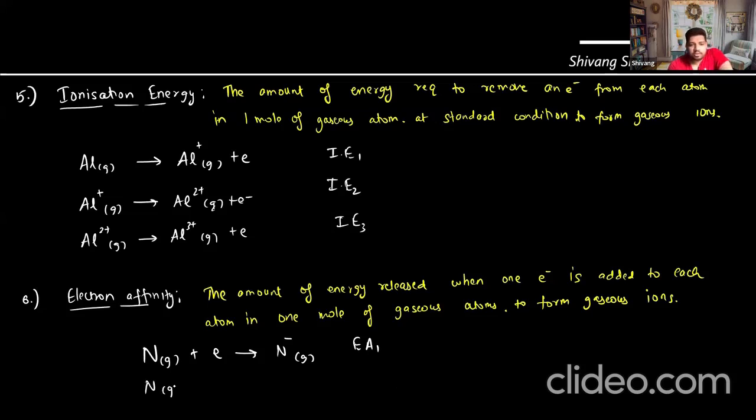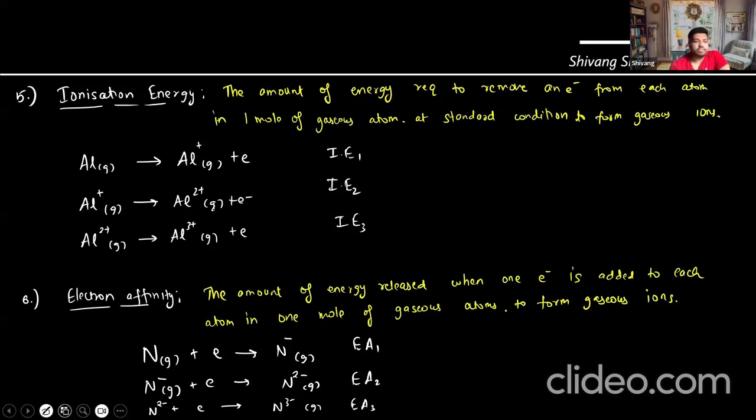Then N- gas, you add another electron. Slightly difficult, it would be endothermic. Energy will be required. That will be called EA2. Overall it would be energy released only, but it gets difficult to add more and more electrons because you're adding it to something which is already negatively charged. This is called EA3, third electron affinity, which is going to be even more difficult to add.